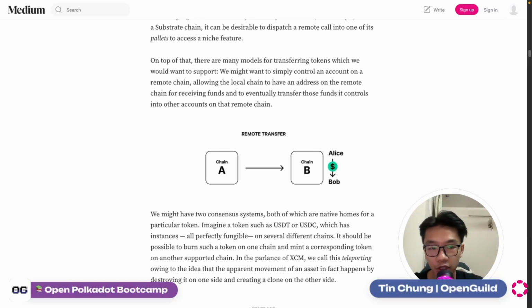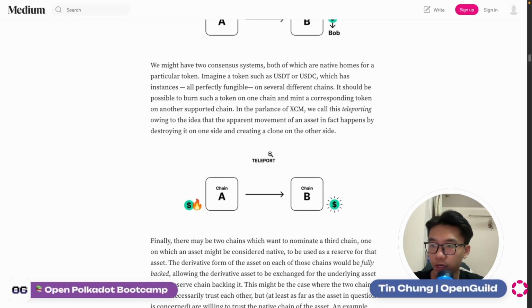Even though XCM is designed to be general and agnostic, based on what we already learned about the four attributes of XCM, there are also a few initial use cases of XCM. The first one would be remote transfer. Imagine we might want to simply control an account on a remote chain. The remote chain here is chain B, allowing the local chain, which is chain A, to have access on the remote chain for receiving funds and to eventually transfer those funds it controls into another account on that remote chain. So chain A has an account on chain B that allows chain A to transfer the fund from chain B, Alice, to Bob on chain B.